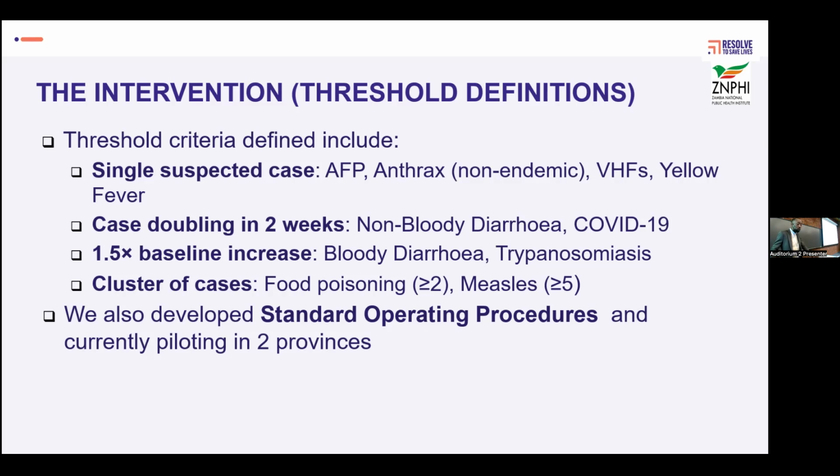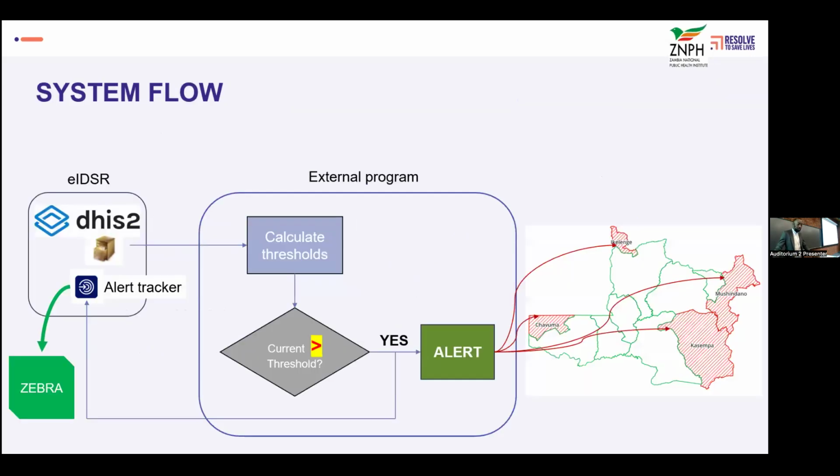Lastly, we also applied a cluster of cases threshold to food poisoning, at least 2 cases, and measles, at least 5 cases. Using a participatory approach, we also developed standard operating procedures, which we validated by continuously engaging surveillance officers at national and subnational level. Currently, this program is being piloted in 2 provinces across 26 districts.